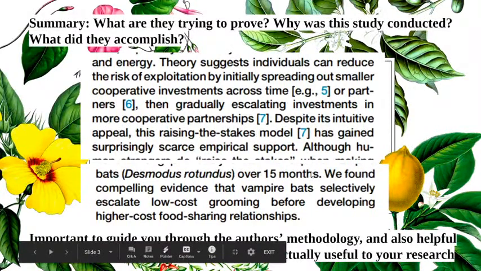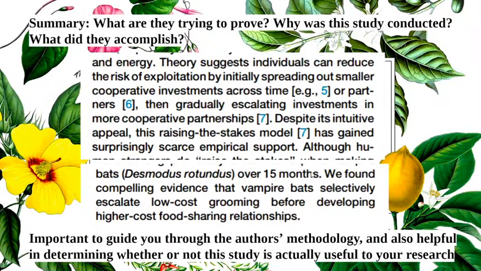So these are the two most important sentences I found in the summary. Their theory suggests an individual can reduce the risk of exploitation by initially spreading out smaller cooperative investments over time. So that's going to be their grooming behaviors. And then they said their main conclusion is that we found compelling evidence that vampire bats selectively escalate low-cost grooming behavior before developing to high-cost food-sharing relationships.